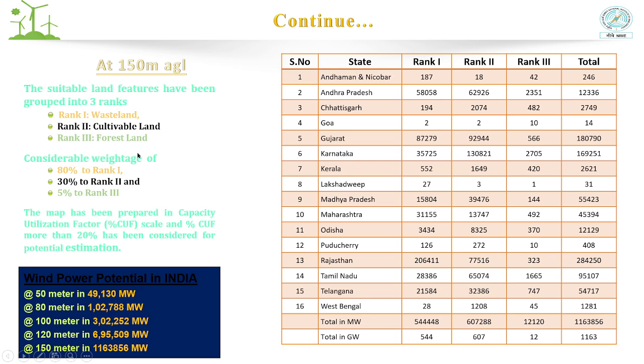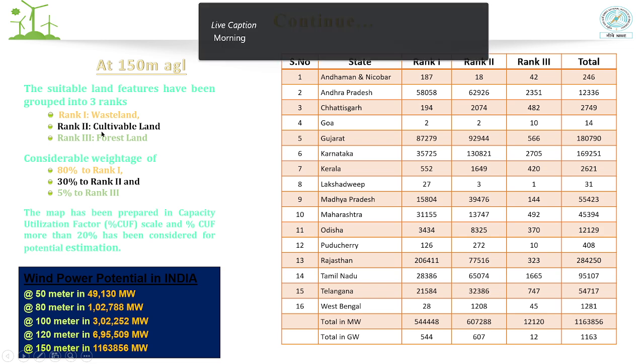In forest land, normally they don't permit. So we assume that's why minimum forest land will be used, 5% of rank 2, rank 3. With this land availability, 80% of the rank 1 wastelands, 30% of rank 2 cultivable land for wind, and 5% of the rank 3 forest land, we estimated.